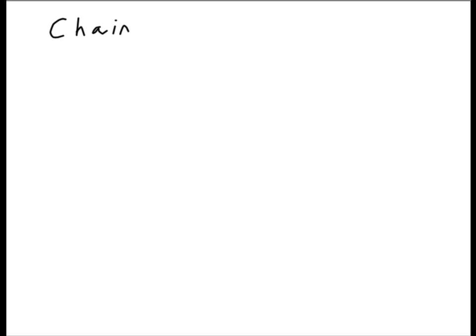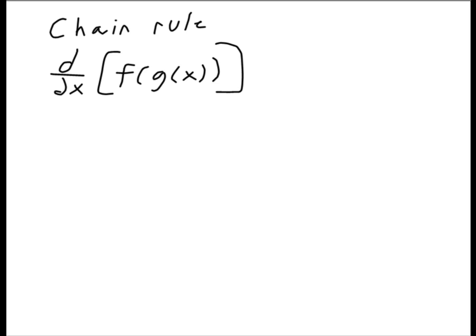The chain rule, formally defined, says that the derivative with respect to x of the composite function f of g of x is equal to f prime of g of x times g prime of x.